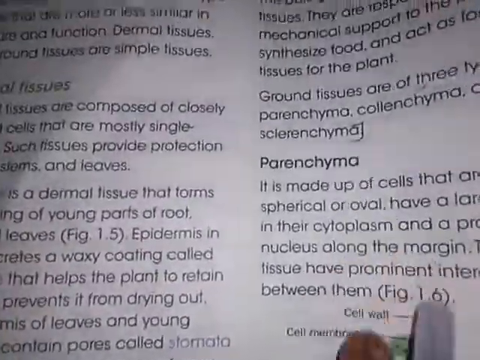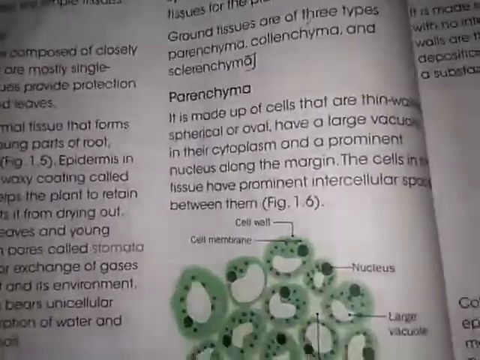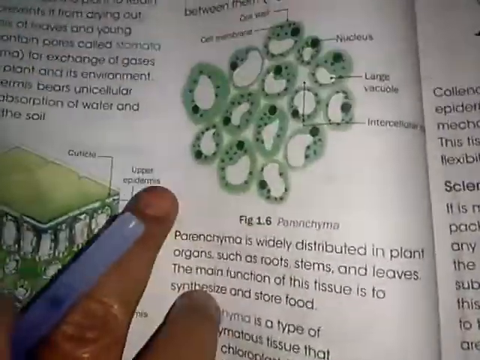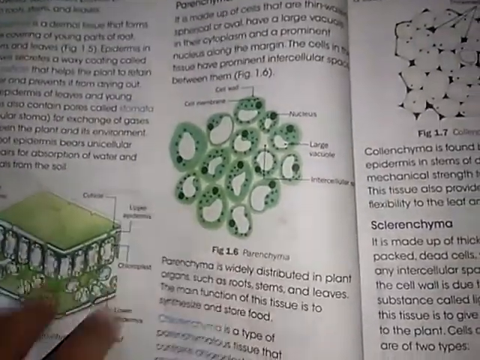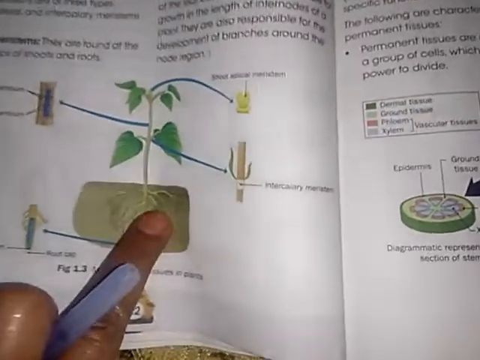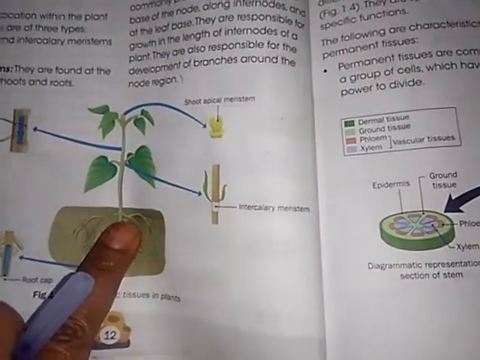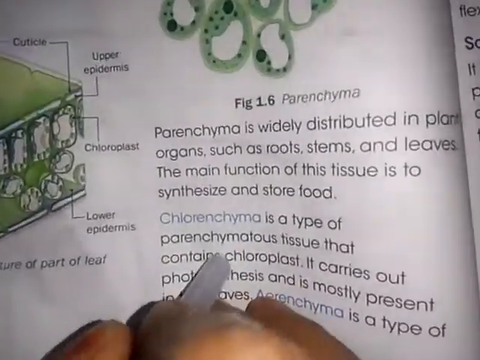What is the main function of parenchyma tissue? It is used to synthesize and store the food. It is used to prepare and then store the food, in the root system.